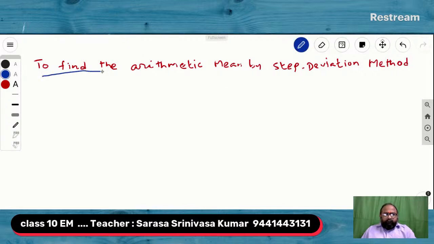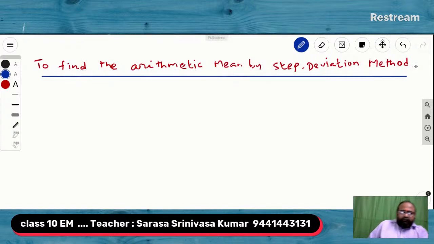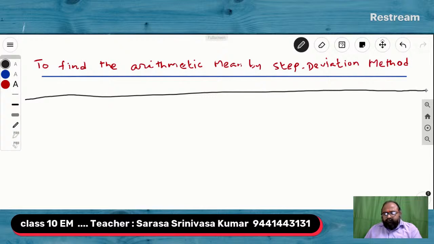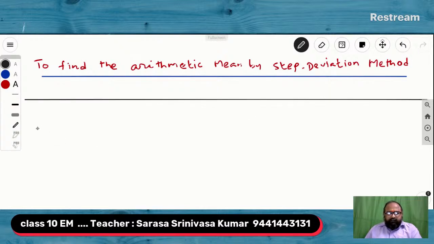Dear students, you must remember one thing: in the examination, if they ask you to find using a particular method, you should use only that method. That is why I am explaining all the three methods to find the arithmetic mean. If it is not mentioned in the examination, and if they ask you to simply find the arithmetic mean, then we can use any one of the methods. The easiest method is direct method.